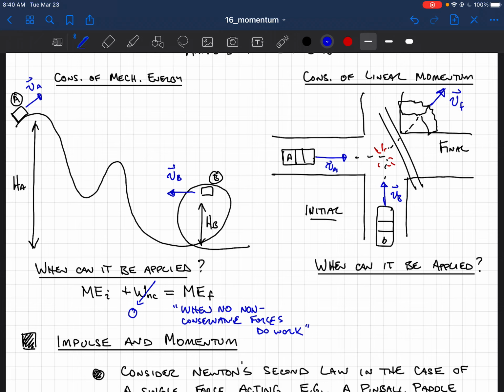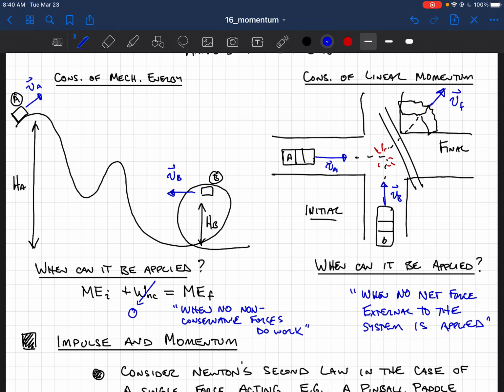So when can conservation of momentum be applied? Well, the rule here is when no forces, I guess I should say when no net force external to the system is applied.